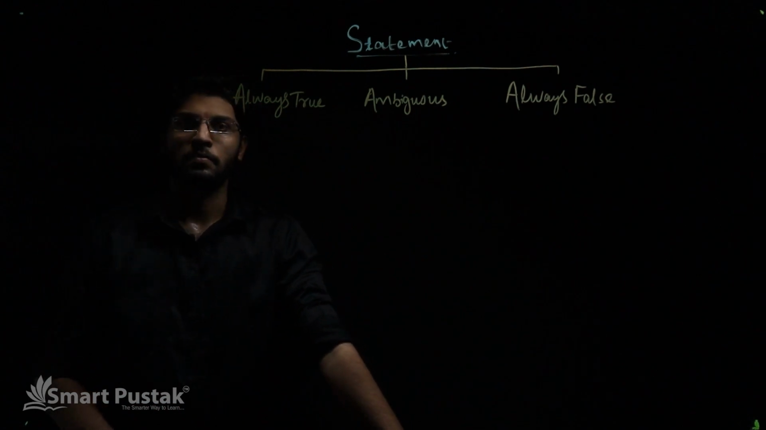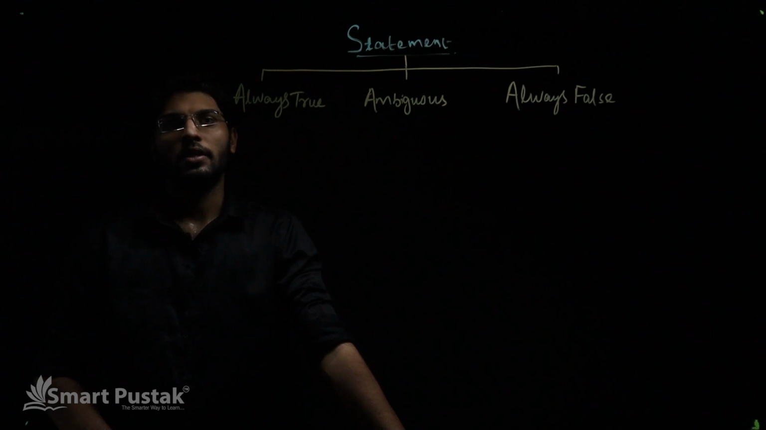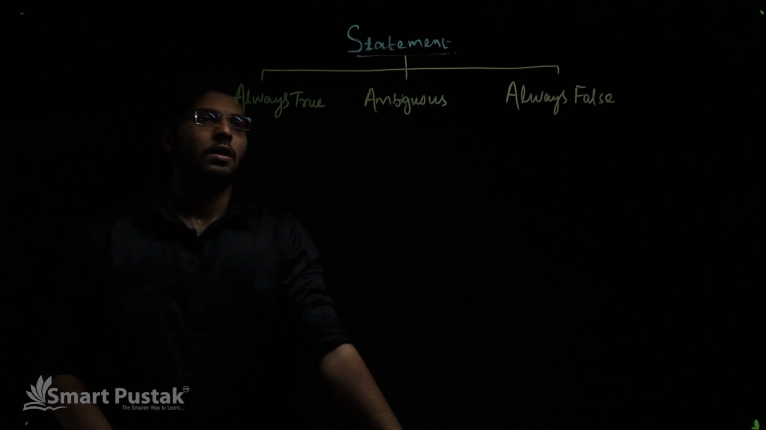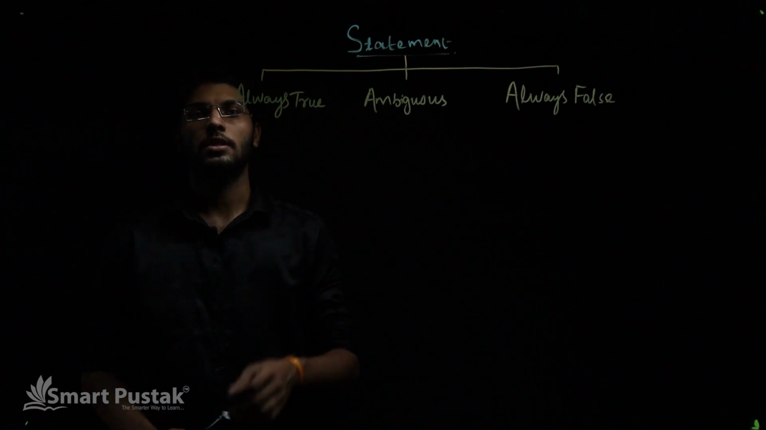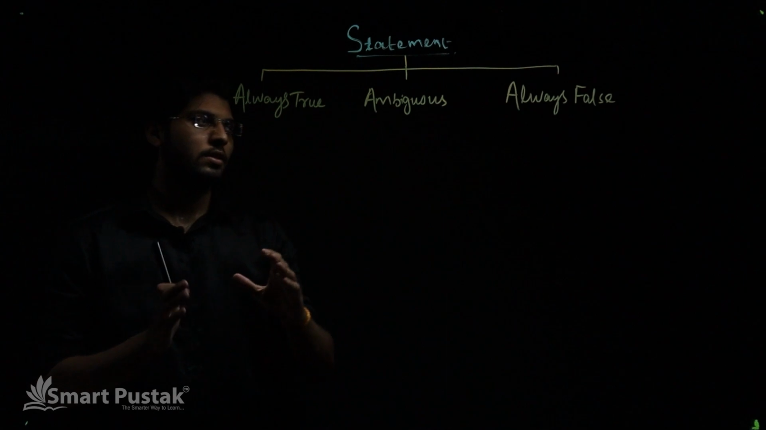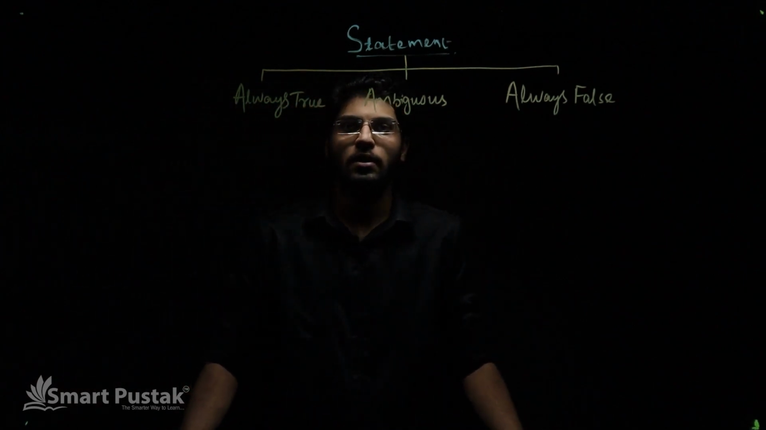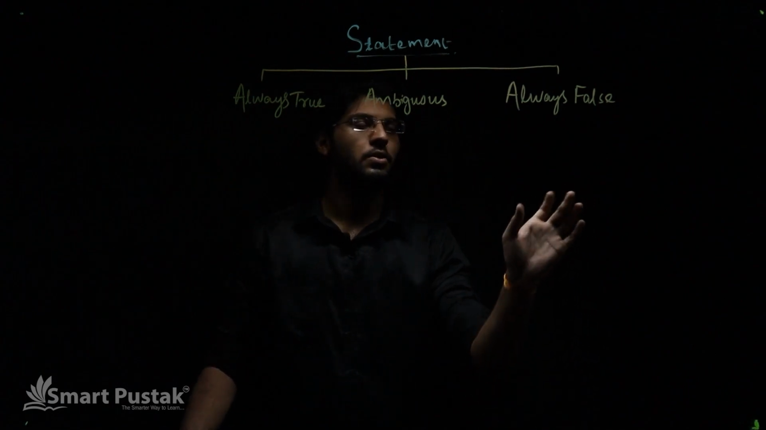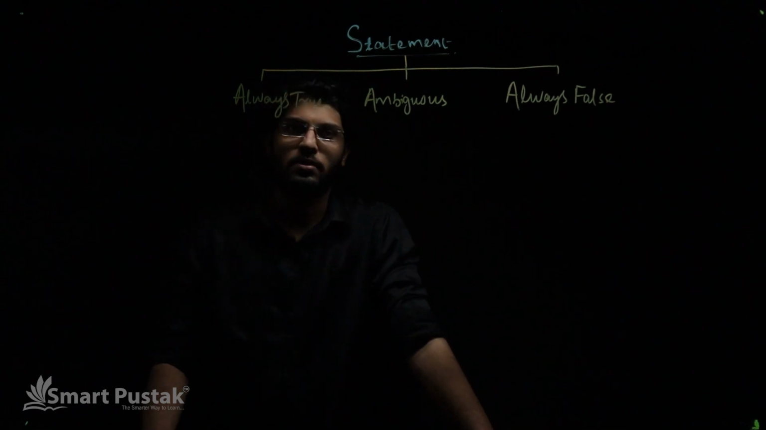It cannot be false. For example, we can say the sun rises in the east. The speed of light is 3 into 10 to the power 5 meter per second approximately. Yes, a cow is an animal. Yes, this is also a type of always true statement because these are universally true and cannot be false. Now just take the simple opposites of these sentences. Like we can say the sun rises in the west. This is universally false. A cow is a human being. This is also a universally false statement.